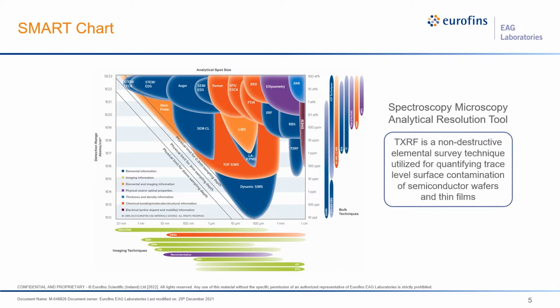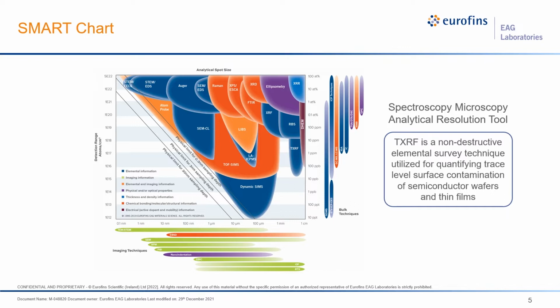So to go over the SMART chart here, on the x-axis on the bottom, we have our analytical spot size. This ranges from 1 centimeter all the way down to about 1 angstrom. On the left-hand side, we're looking at detection range in atoms per cubic centimeter. And on the right here is a concentration axis where we're going from 100 atomic percent down to 10 parts per trillion.